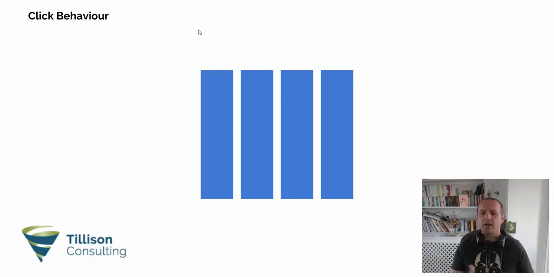So the user is clicking 4 times, visiting the website 4 times before the conversion happens. And then what we're going to do is just look at each of these models as we go through.